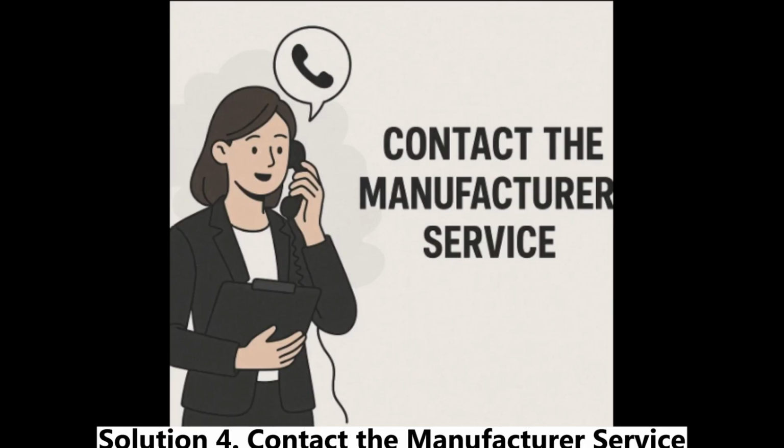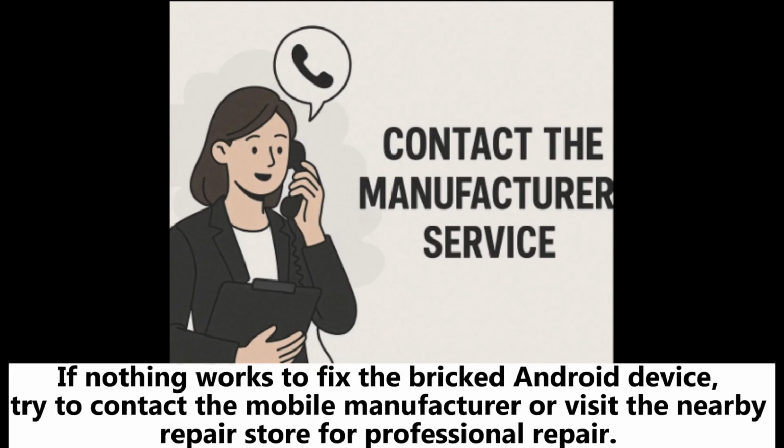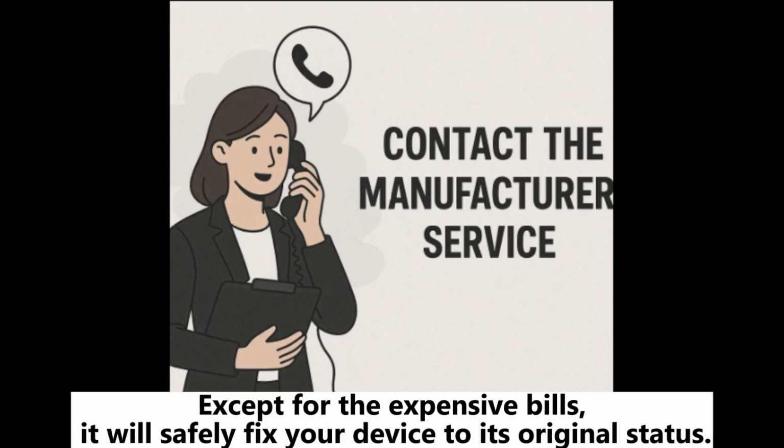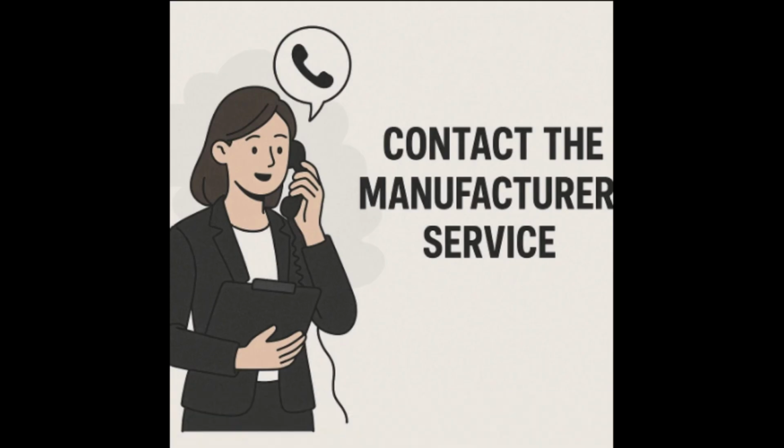Solution 4. Contact the manufacturer service. If nothing works to fix the bricked Android device, try to contact the mobile manufacturer or visit the nearby repair store for professional repair. Except for the expensive bills, it will safely fix your device to its original status.